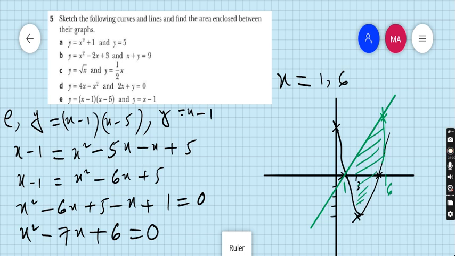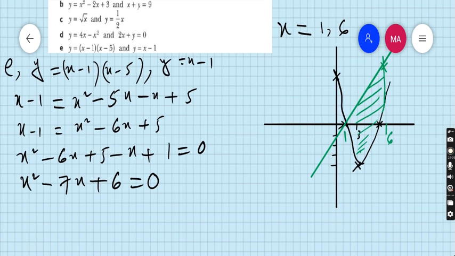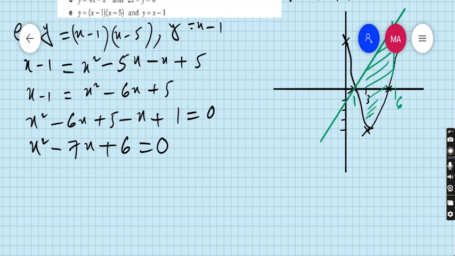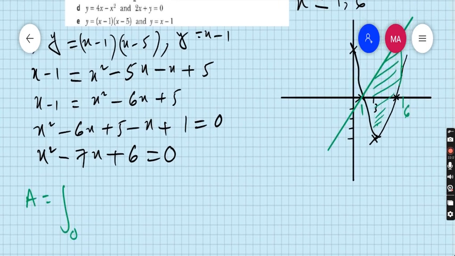I repeat again, this is not a 100% correct graph. We did a lot of practice in the previous exercise. For drawing a graph, we need four points. One is the x-intercept, one is the y-intercept, and then find the maximum or minimum point by the derivative method, and then sketch the curve. So the straight line is above and the curve is below. So our area is from 1 to 6.